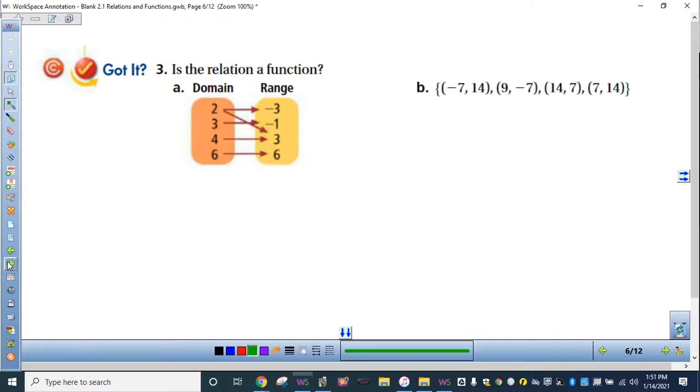Okay, so 3A, thumbs up function, thumbs down not. Thumbs up function, thumbs down not. Just looking around, seeing who's participating. Some people are not. Yes, it is not a function because we have two arrows coming from 2. Right? So we have an arrow here and an arrow here, so that is not a function.